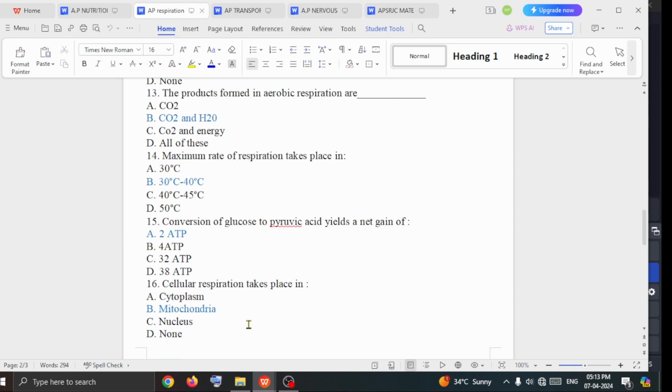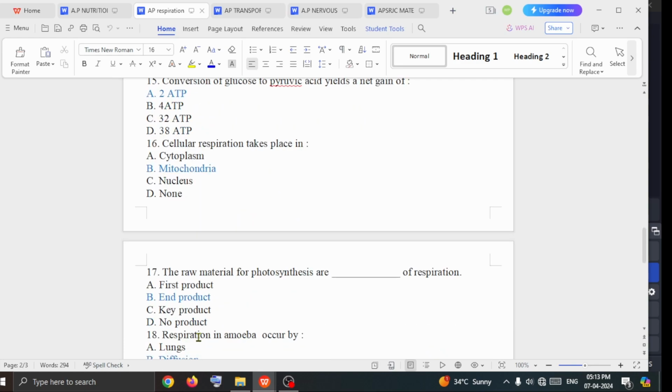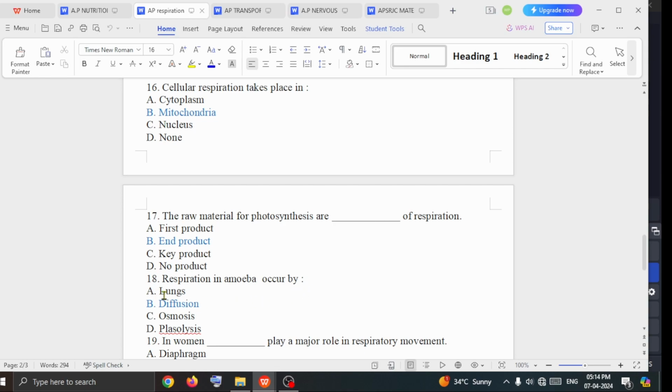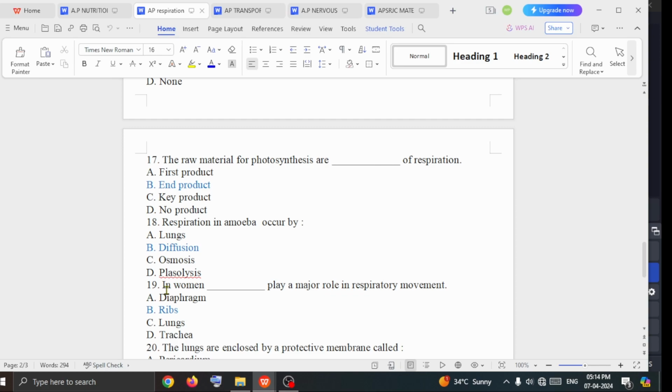Cellular respiration takes place in. Where does the cellular respiration take place? Option A cytoplasm, option B mitochondria, option C nucleus, option D none. The answer is mitochondria. The raw materials for photosynthesis are the dash of the respiration. The first product, the end product, the key product, or no product. The answer is end product. The raw material for photosynthesis is the end product of respiration. Respiration in amoeba occurs by: option A lungs, option B diffusion, option C osmosis, option D plasmolysis. The answer is diffusion.